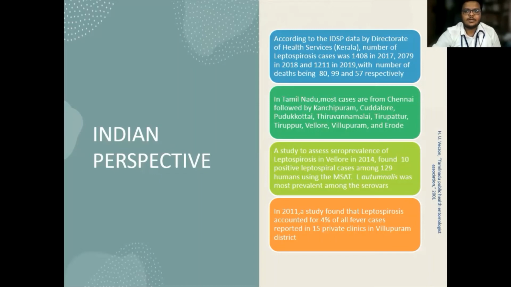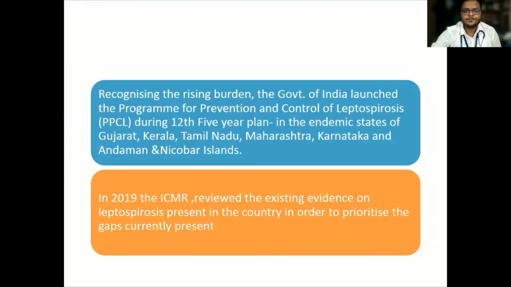In our own state of Tamil Nadu, most cases have been reported from Chennai, followed by Kanchipuram and Kudalur. In 2011, a study found that leptospirosis accounted for nearly 4% of all fever cases reported in 15 private clinics in Viluppuram district. In our district of Vellore, a study to assess the seroprevalence of leptospirosis in 2014 found 10 positive leptospiral cases among 129 humans using the macroscopic slide agglutination test, with Leptospira autumnalis being the predominant serovar. Recognizing the rising burden, the Government of India launched the Program for Prevention and Control of Leptospirosis during the 12th five-year plan in all the endemic states.